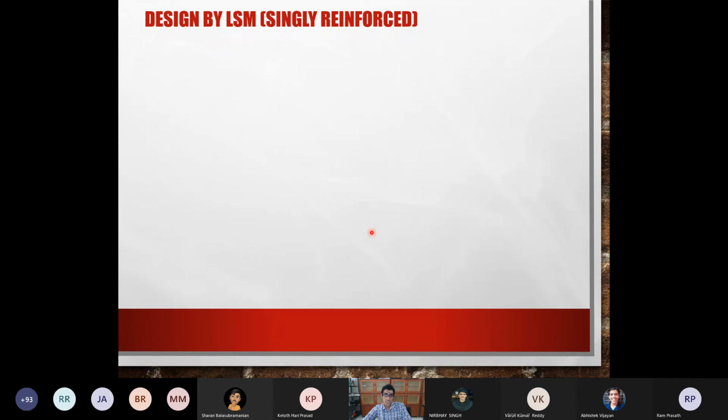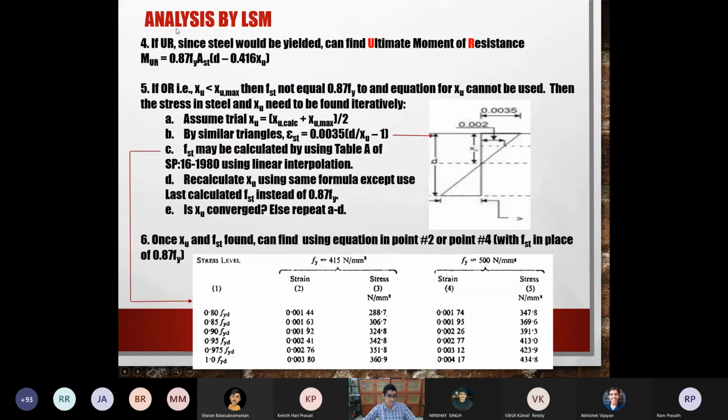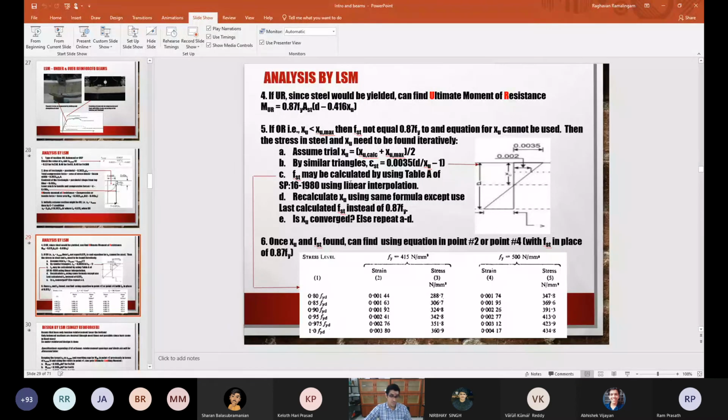Design is the opposite of this. Probably the process of design we'll see in tomorrow's class, or maybe if possible we'll do some problems in this. Okay, so with this I'll stop.